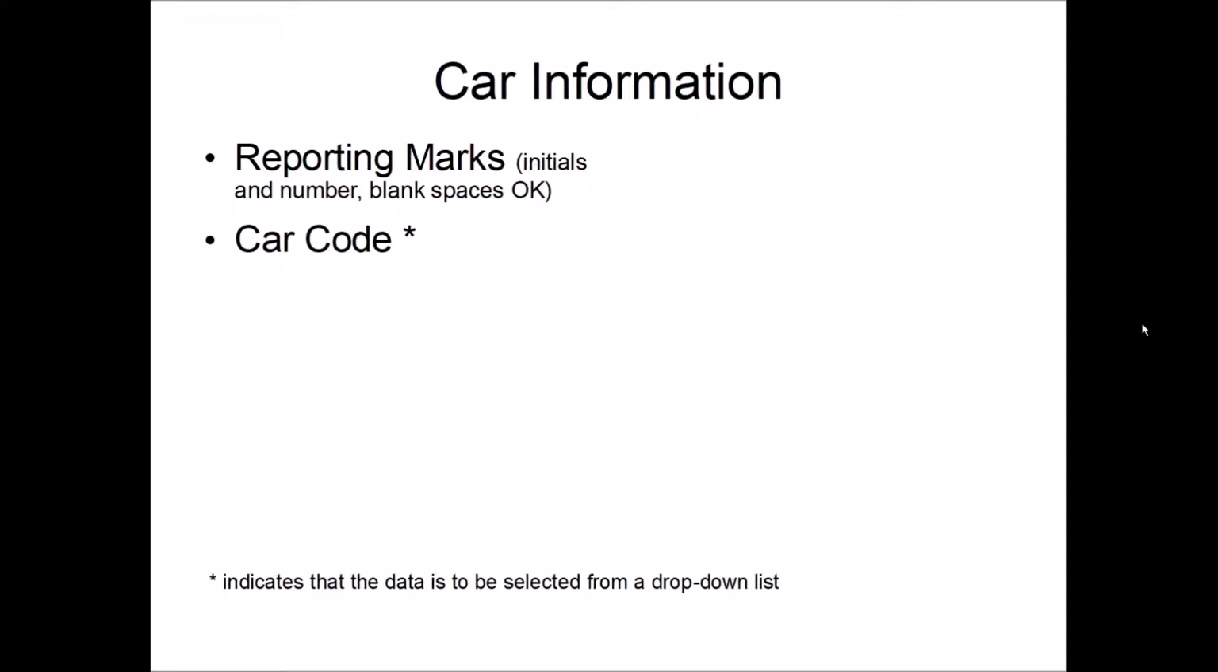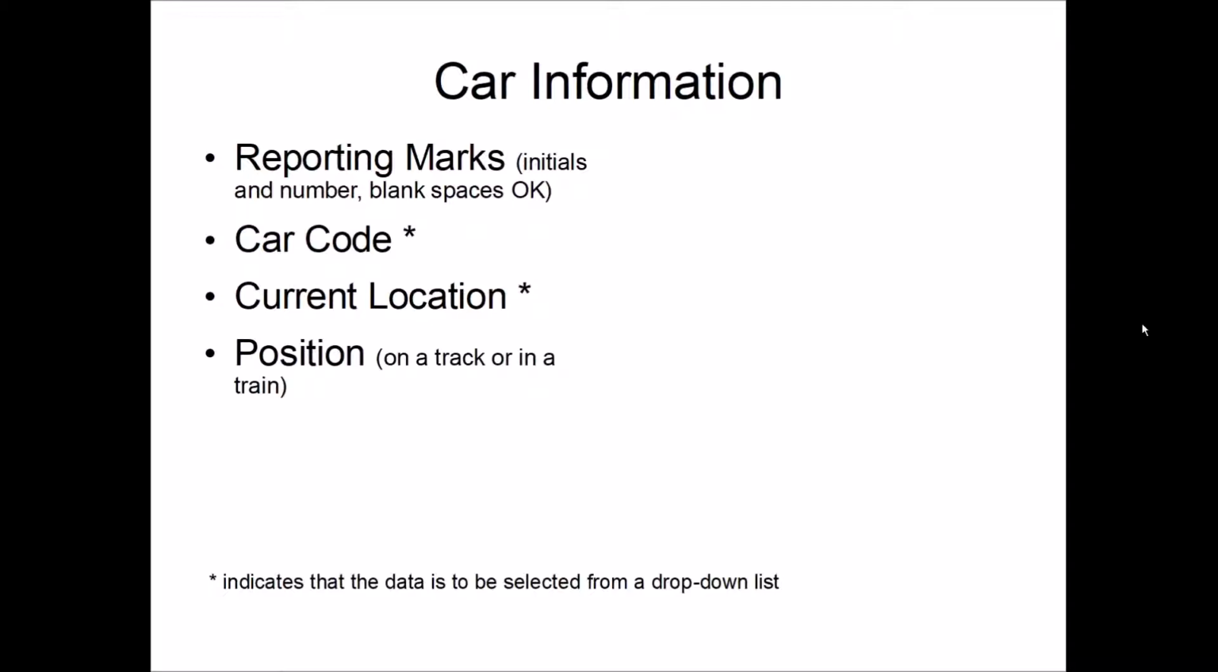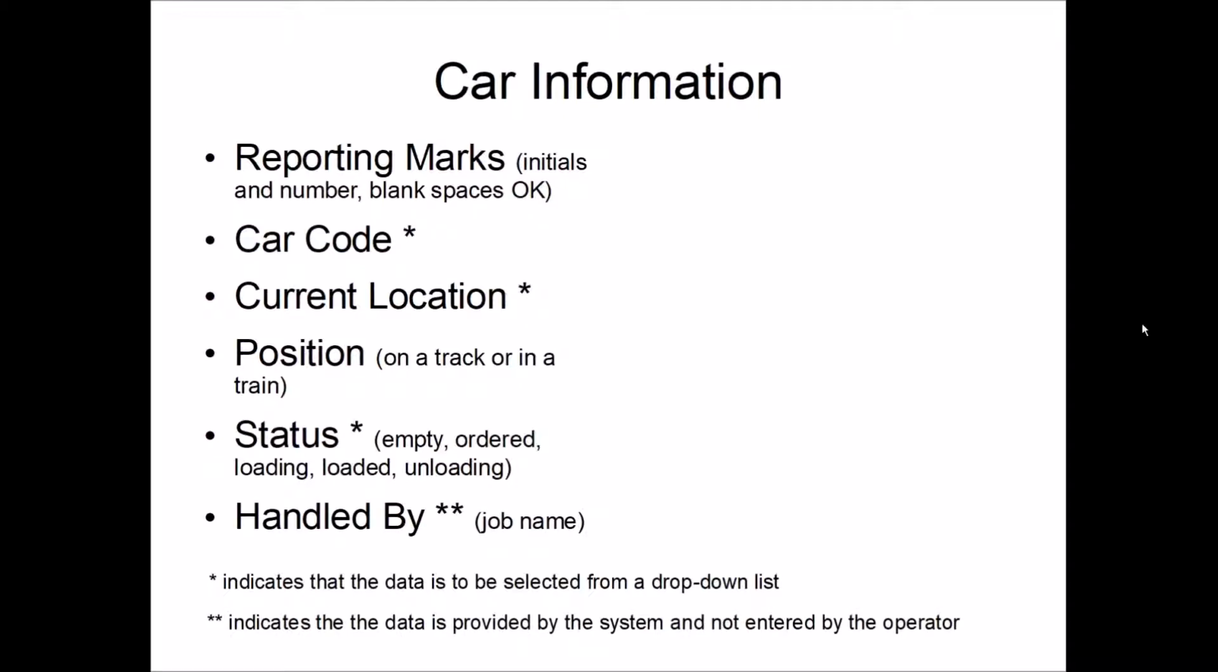So now we're going to talk about entering the information that STS needs to know about your rolling stock. Of course, reporting marks are important. So is the car code. Once again, these asterisks indicate that it will be selected off a drop-down list because you entered car codes earlier. Same with where the car is currently located. Its position on the track is optional. We use that later on once we get operating, but right now, you can just leave that as 0. The status, normally everybody starts out as empty.